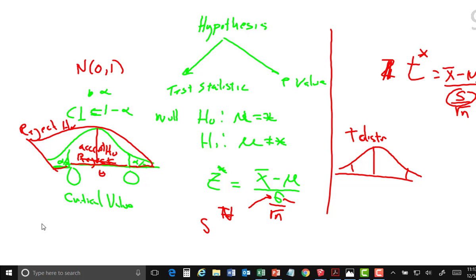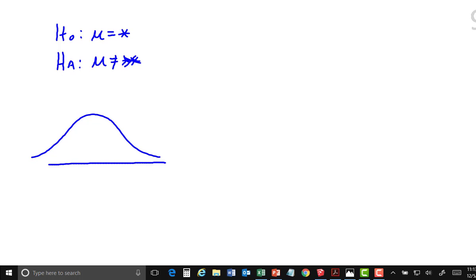Okay, so here's how it will work when you set it up. If you have a hypothesis test and you're testing the following, that the null, let's talk about mu, is equal to some kind of number, and the alternative is that it does not equal that number, then you're going to have a two-tailed test. That's called a two-tailed test. And this is your significance level divided by 2. Alpha divided by 2, okay?